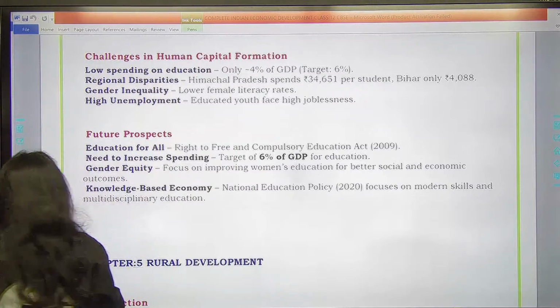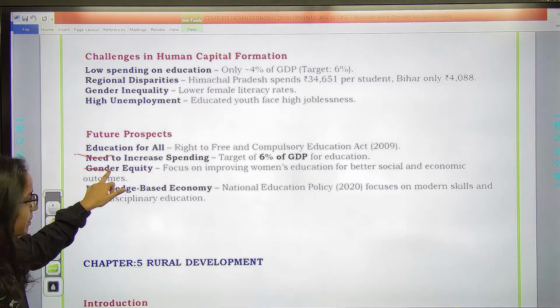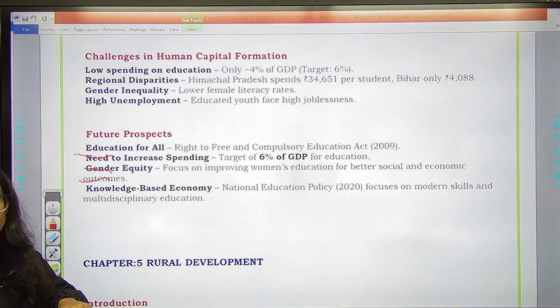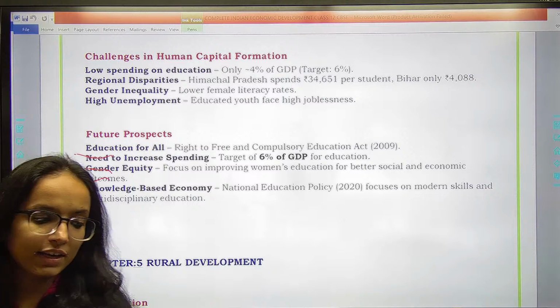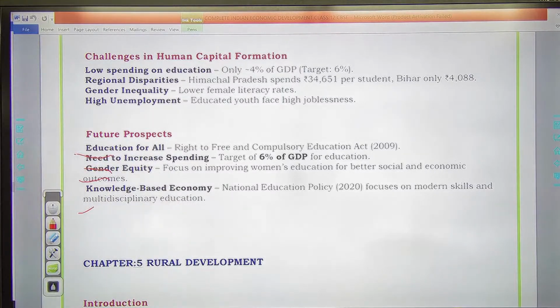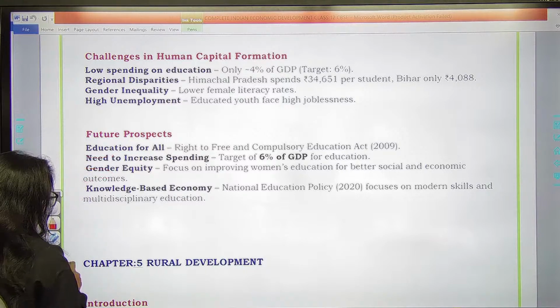The next is future prospects. Education for all. Then we need to increase spending. Then we need to ensure gender equity, and a knowledge based economy. For a knowledge based economy we have steps like the national education policy. Our spending target on education is 6% of GDP, right? If the target of at least 6% of GDP is sustained, then it would transform the education arena.